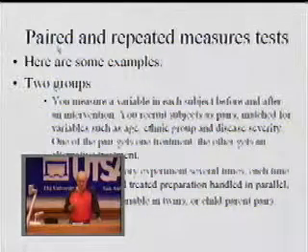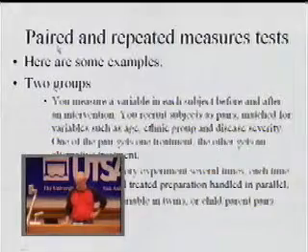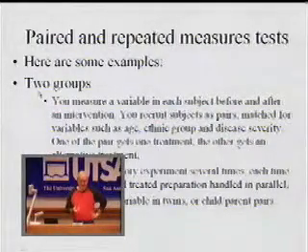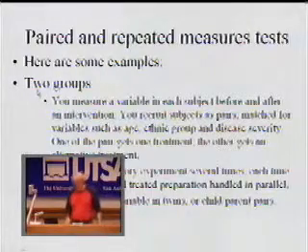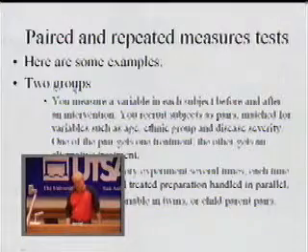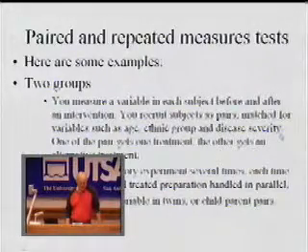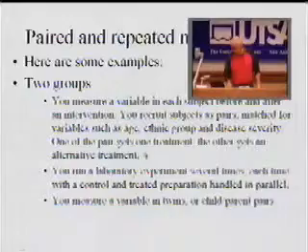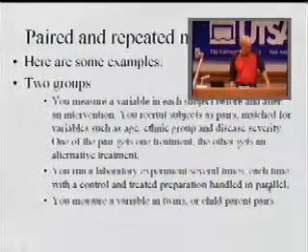Remember, with the paired comparison of just 2 groups, you really are going to look at the difference. So you have to calculate the difference between the 2 in order to make such an assessment. Maybe you want to compare the group means rather than look only at the difference between the 2 groups. Difference between individuals among the 2 groups. So for the 2 groups, you measure a variable in each subject before and after an intervention. You recruit subjects as pairs matched for variables such as age, ethnic group, and disease severity. One of the pair gets one treatment, the other gets an alternative treatment. You run a laboratory experiment several times, each time with a control and treated preparation handled in parallel.